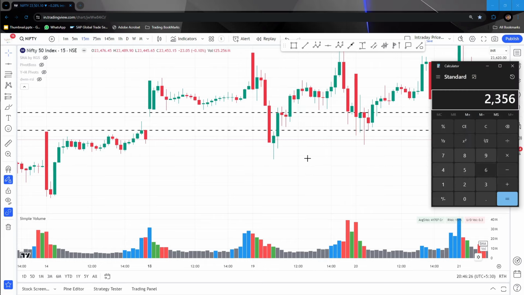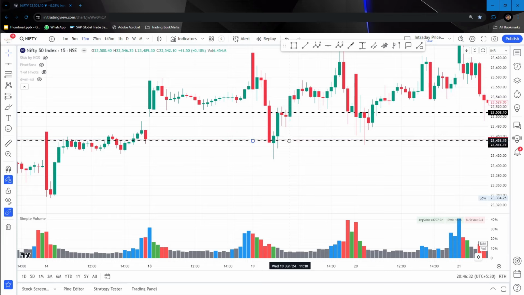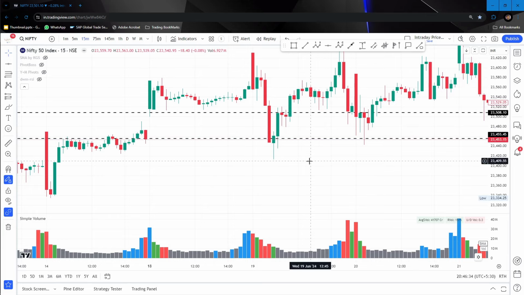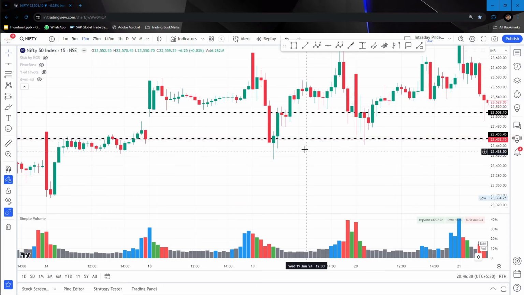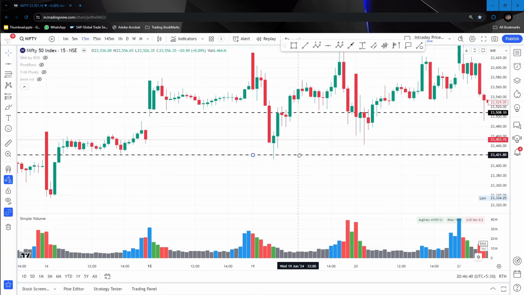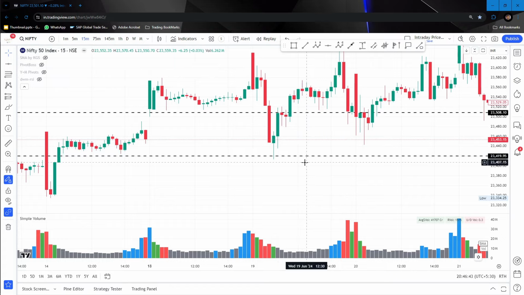Now in this case, 23,560 minus 35 minus 35 minus 35, 23,455. Did we get that or not? Yes, we have got that. 1:3 also done. And if you are going further down, 23,420, did we get that or not? Yes, we have got that. 1:4 also we have got.